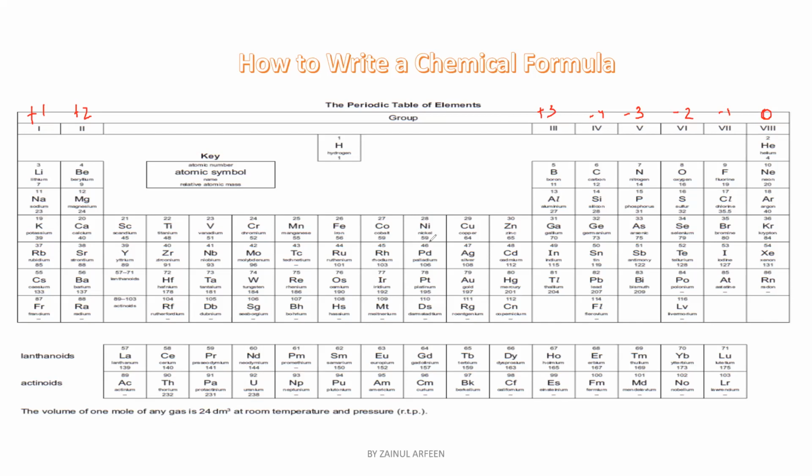So if I say write a chemical formula for calcium chloride, what will be the chemical formula of calcium chloride? Calcium chloride. So first you have to find a symbol for calcium, which is Ca, and then you have to find for chloride or chlorine, that is Cl.